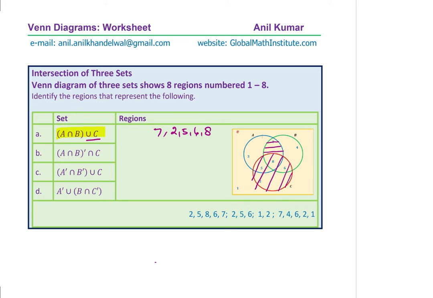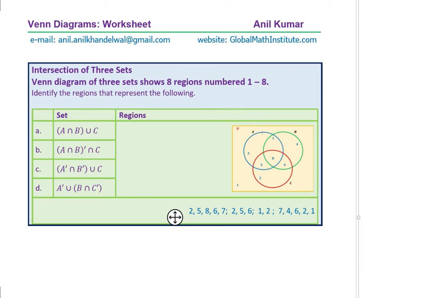I would like you to answer the others. Let me take one more example. This time we will use the concept of complements. So let's take the one which is C for us. We want to do not A intersection not B, union C.